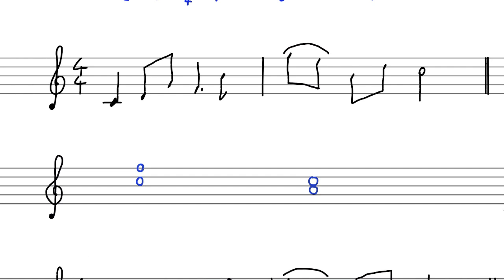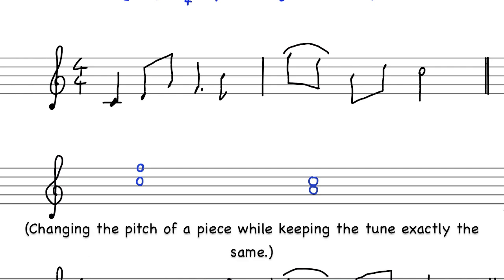Hello everyone, in this video I'm going to be explaining transposition. So what is transposition? Transposition is simply moving the whole tune up or down by a certain pitch, depending on what you prefer, while keeping the rhythm and the tune exactly the same.